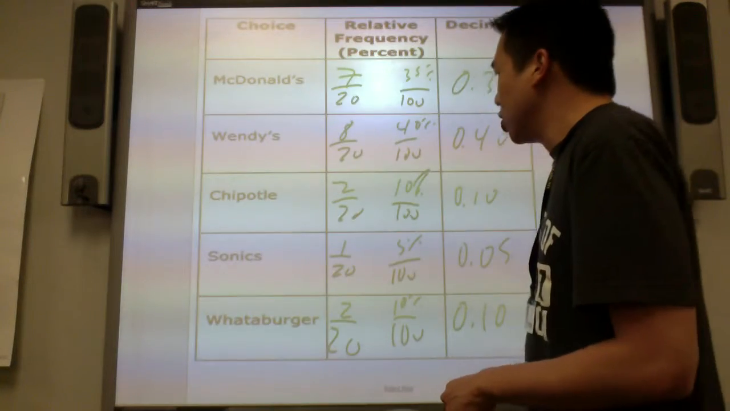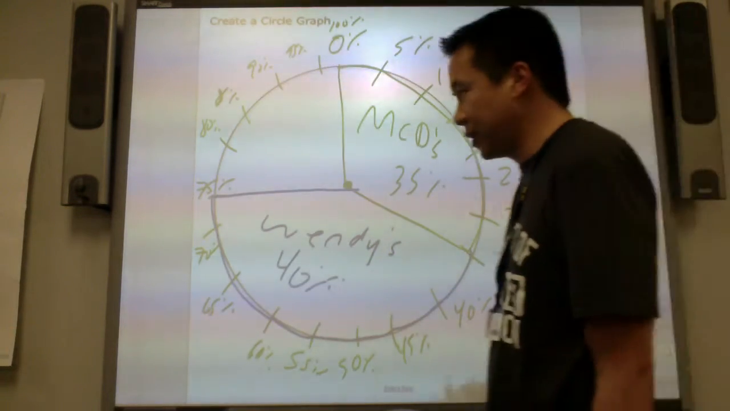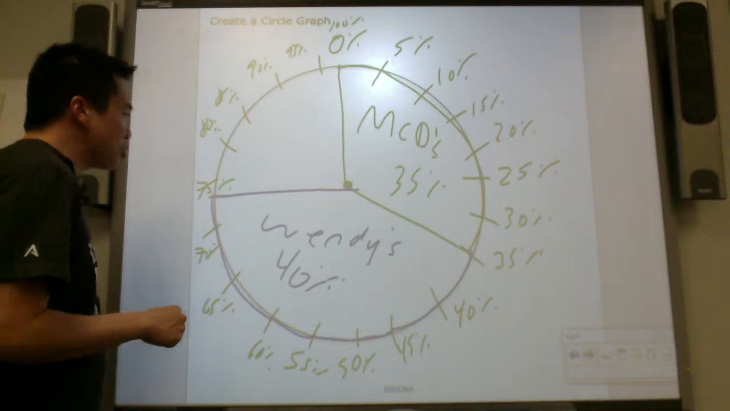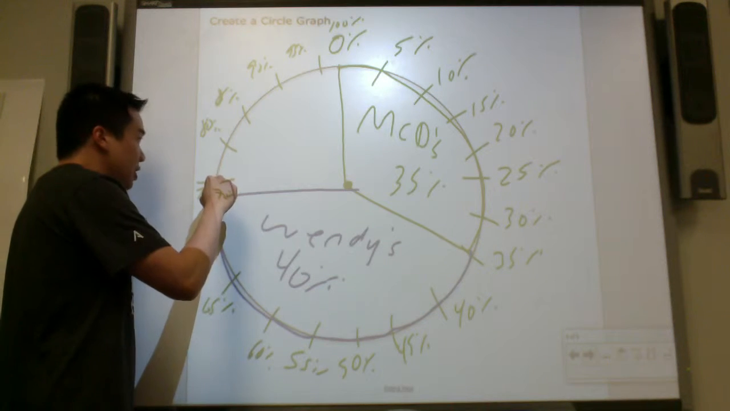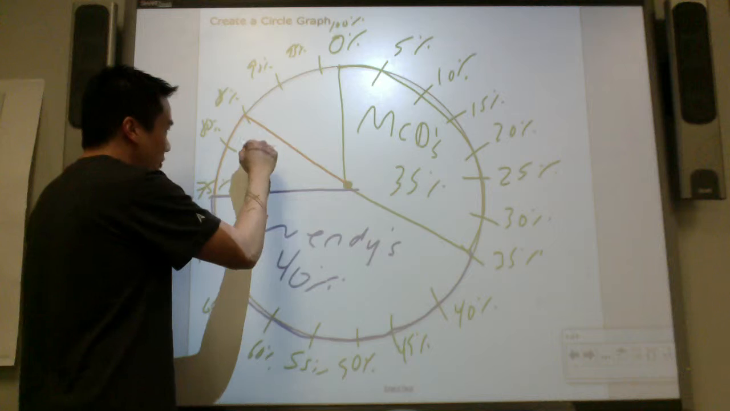The next one, 10% like Chipotle. If I'm at 75%, 10% more like Chipotle. So 5, 10, that would be stopping at 85%.